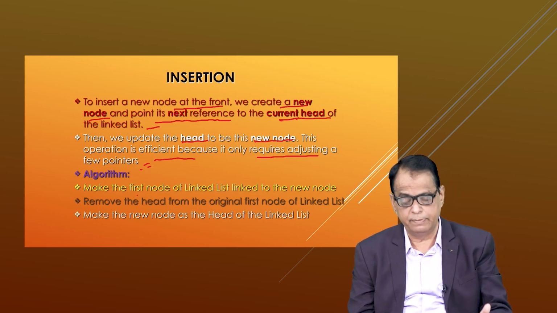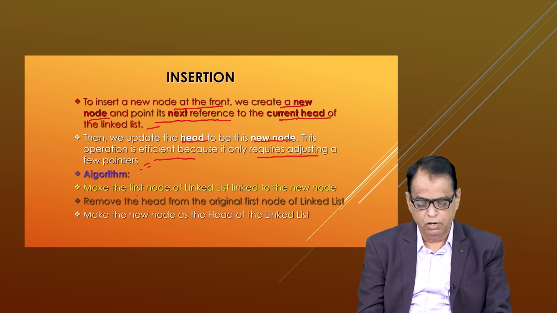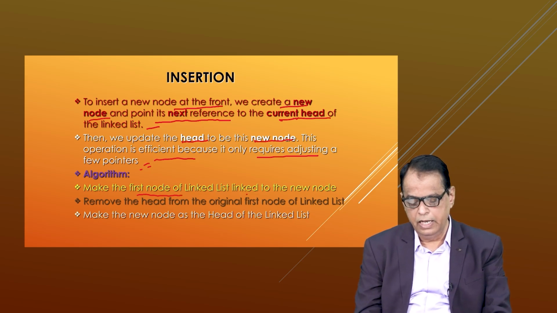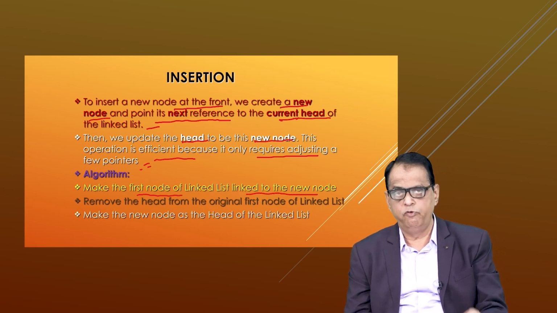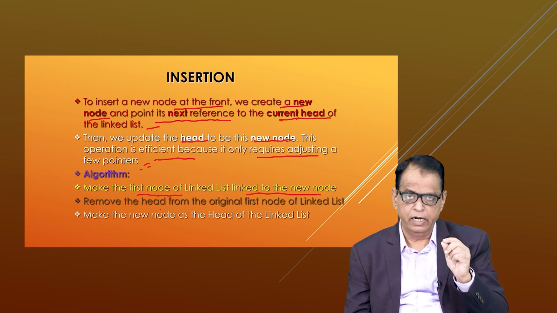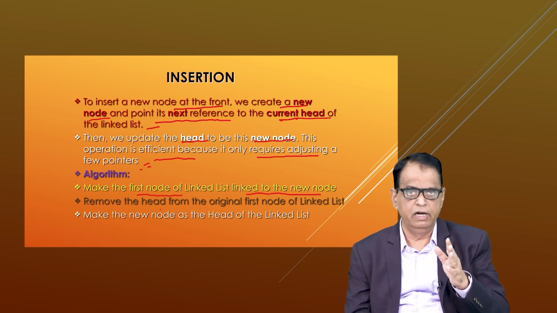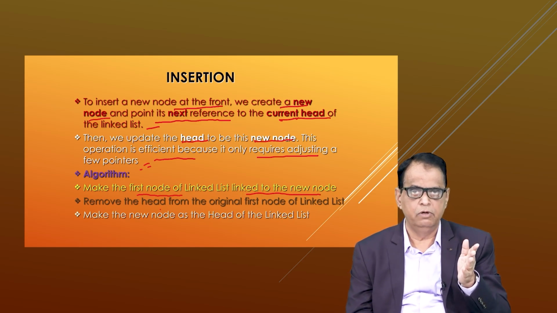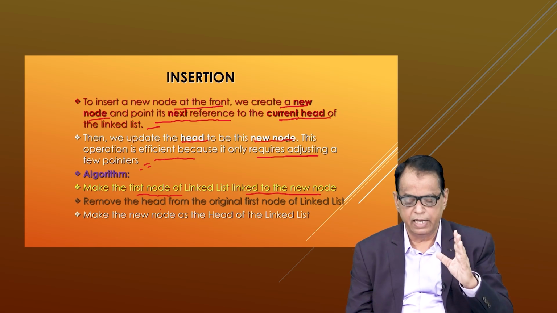So what can be the steps of the algorithm? First of all, we will make the first node of the linked list linked to the new node. So before you are inserting, you need to create a new node. As we know, a node will consist of two things, one data value and another is the pointer. So create that new node.